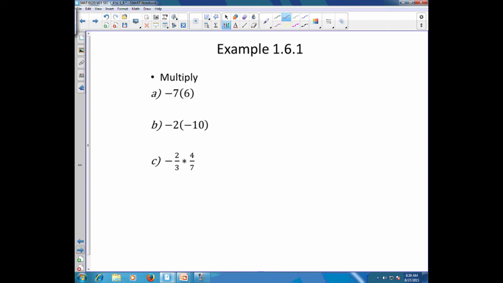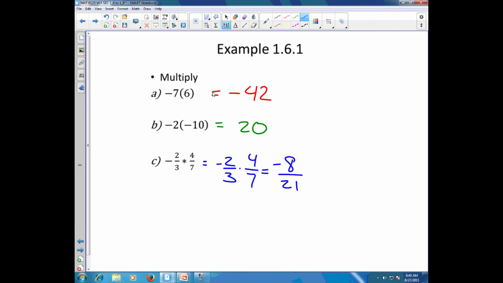Negative 7 times 6. Well, 7 times 6 is 42, and we only have one negative sign, and so it's negative 42. Here we have negative 2 times negative 10. 2 times 10 is 20, and we have 2 negative signs, so it's positive 20. And finally, we have negative 2/3 times 4 over 7. 2 times 4 is 8. 7 times 3 is 21. And then we have one negative sign, so it's negative 8 over 21.